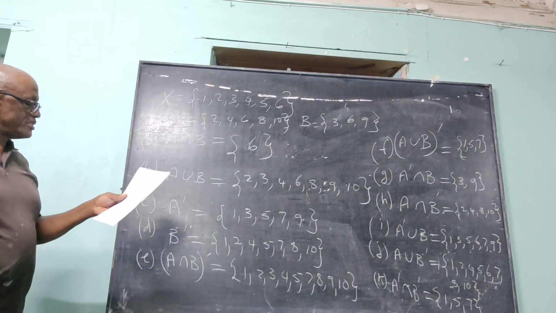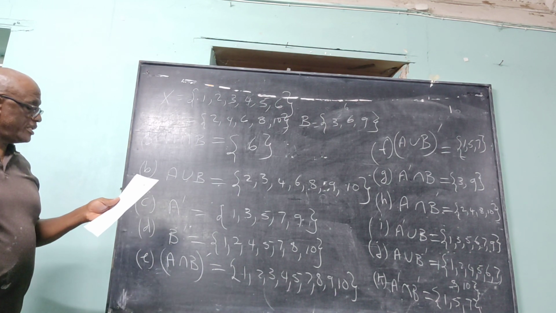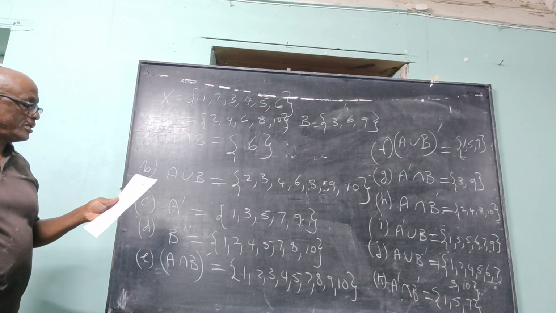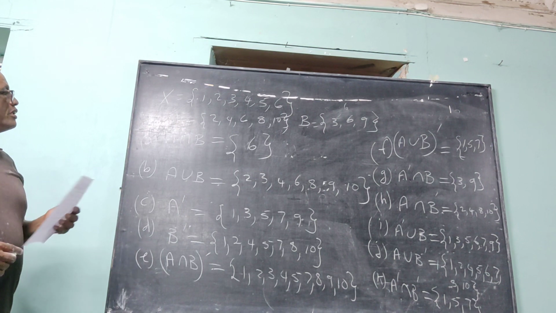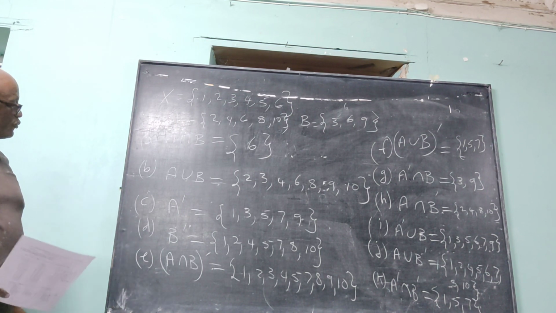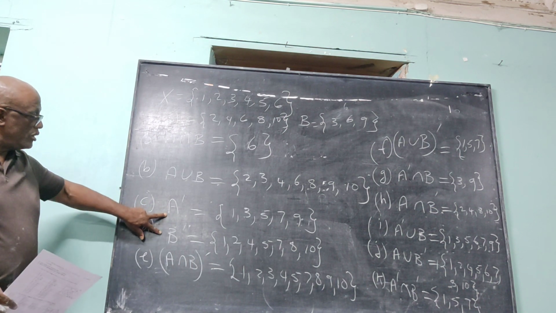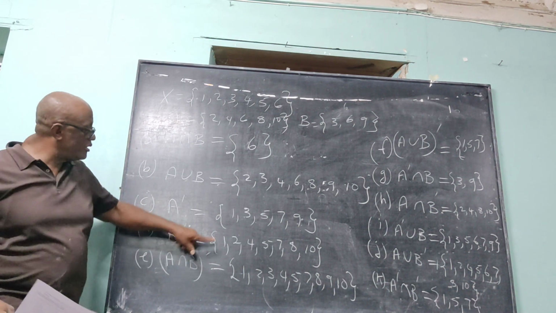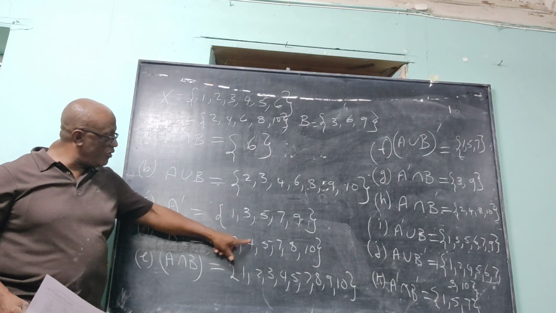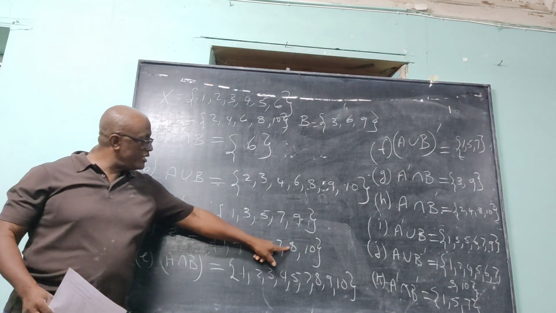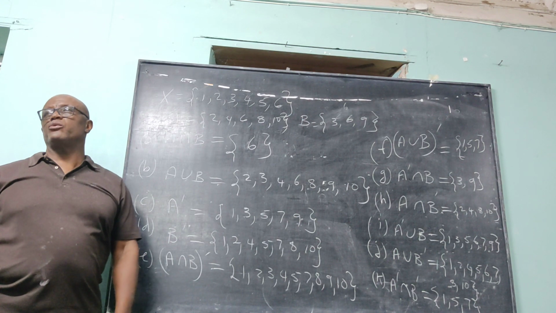Now I run out of space on the board, so I'll just call out the answer, right? L is the last one. A complement union B complement. So you're looking for a union between these two. You are joining up these two. Alright? So tell me. 1, 2, 3, 4, 5, 7, 8, 9, 10. And that's it. You are good to go.